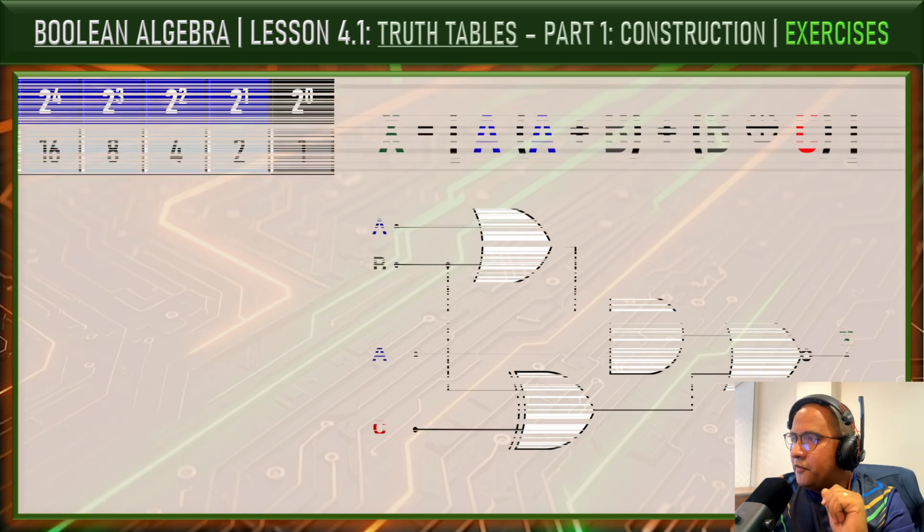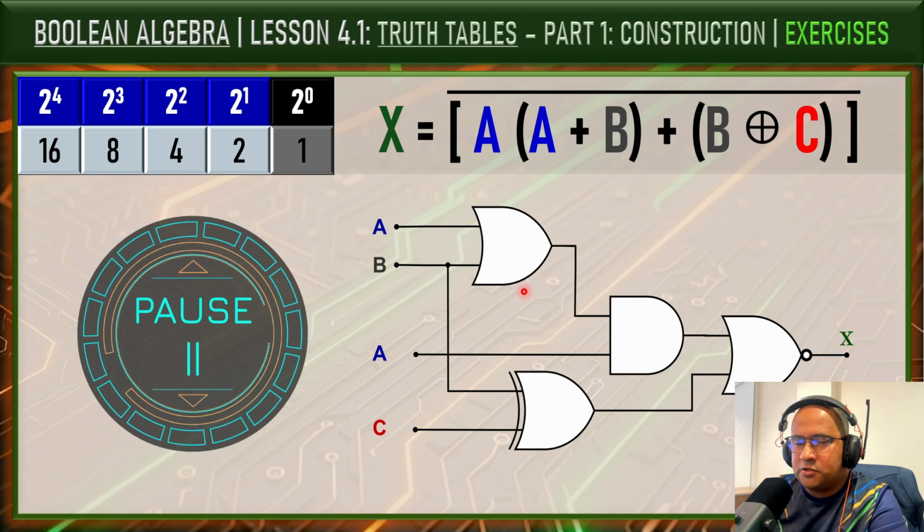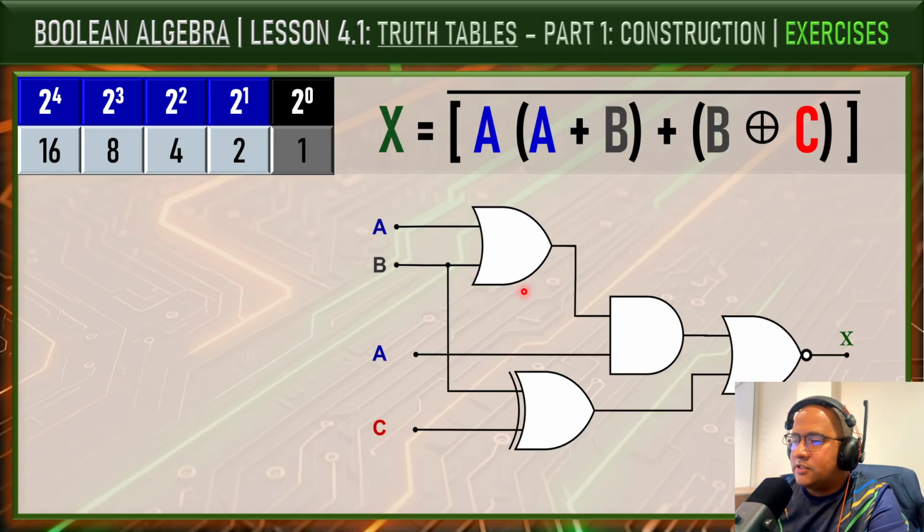Now let's finish with the final challenge. This time we have a more complete example. We can see the Boolean expression and we also see its logic circuit representation, okay? So here's the question. How many inputs does this function have and how many rows will each truth table contain? Pause the video and try to solve it by yourself. Okay, if you're ready, let's solve it together.